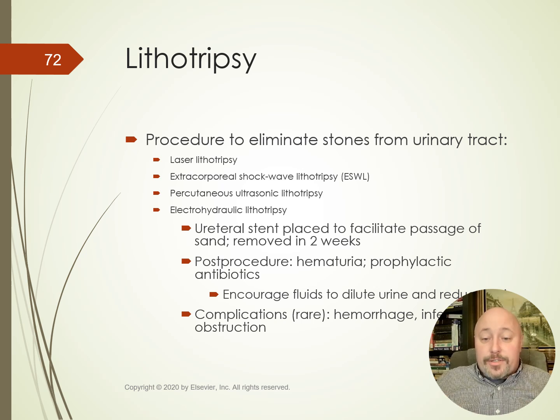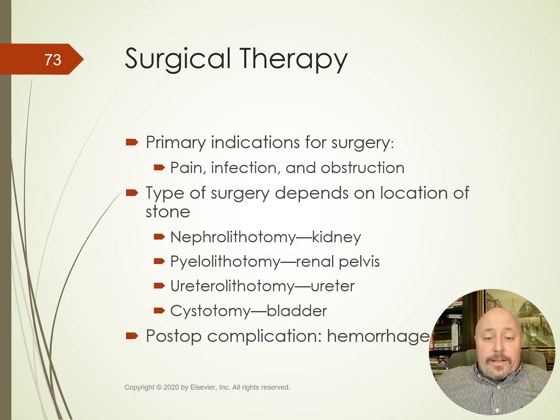Following these procedures that break up the stone, a ureteral stent may be placed to facilitate the passage of sand and could be removed in 2 weeks. Post-procedure hematuria and prophylactic antibiotics are expected. Complications, while rare, include hemorrhage, infection, or further obstruction. The primary indicators for surgery include pain, infection, and obstruction. And the type of surgery depends on the location of the stone, whether it's in the kidney, renal pelvis, ureter, or bladder.